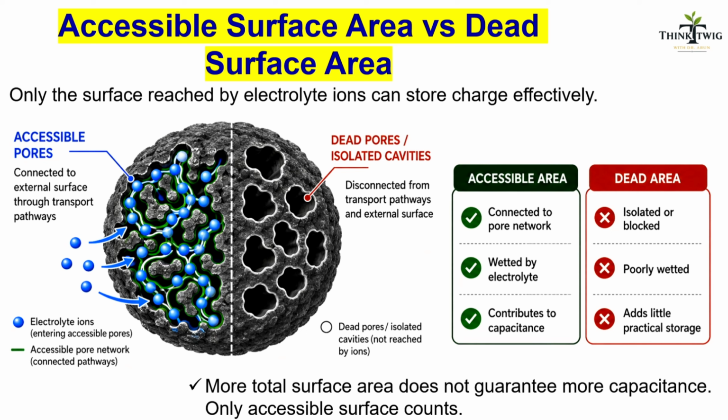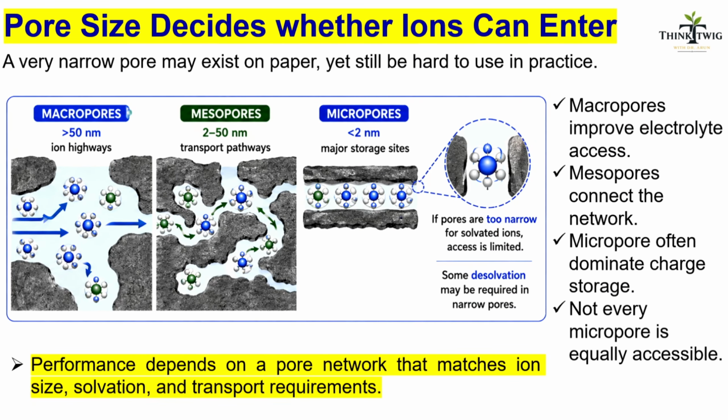And what decides whether ions can use that surface? One major factor is pore size. The activated carbon contains pores of different sizes. We commonly discuss micropores, mesopores, and macropores. Each has a different role in the pore network. Macropores help electrolyte enter the large structure, and mesopores help connect different pore regions.